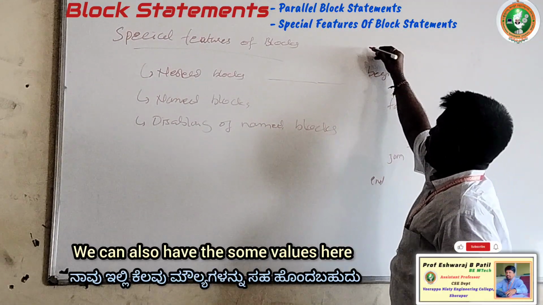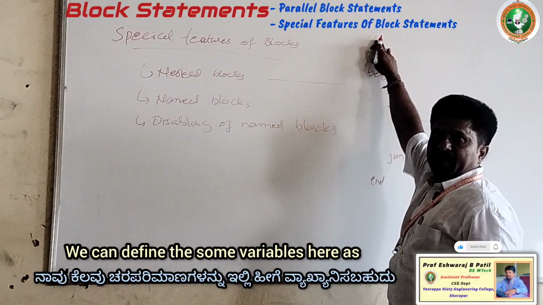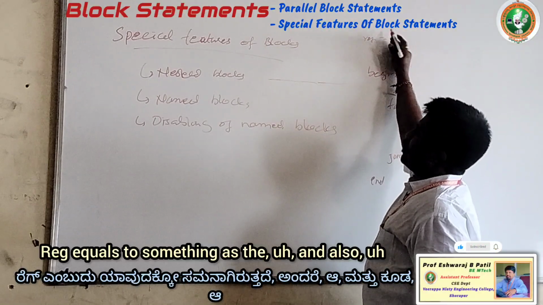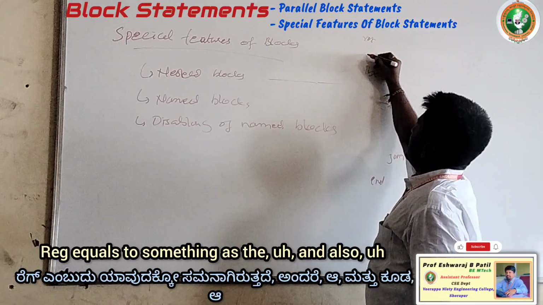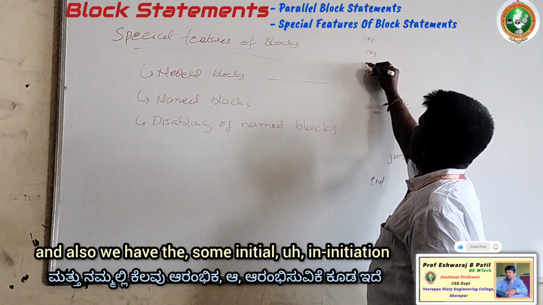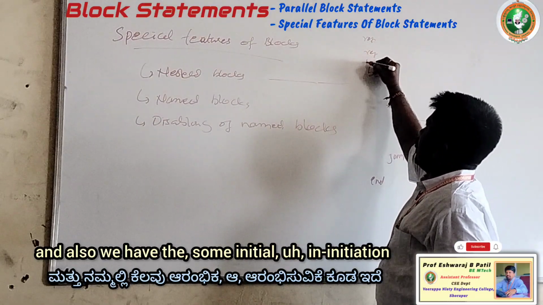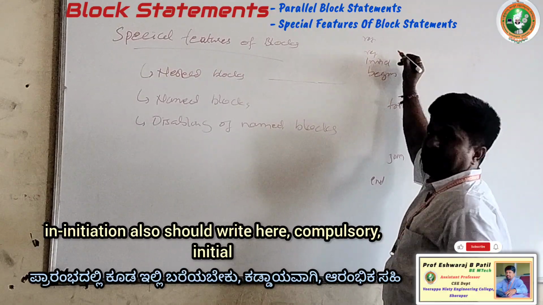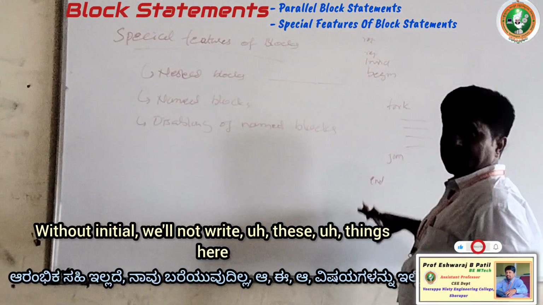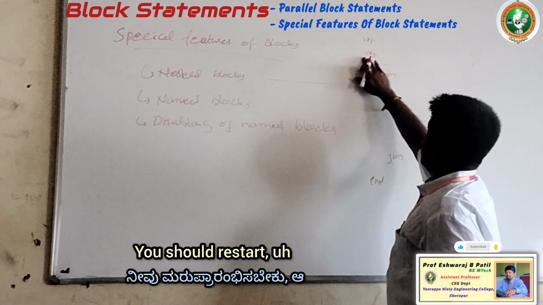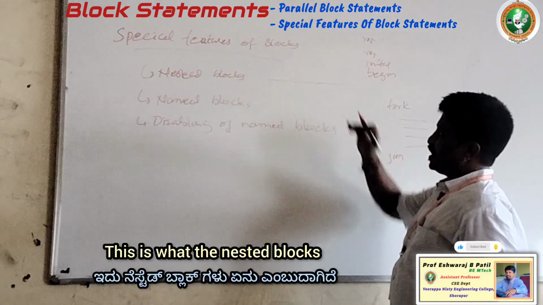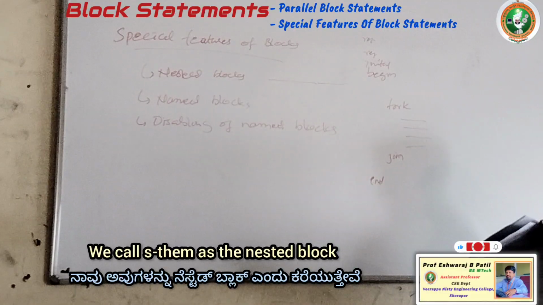We can also define some variables here, as reg equals to something, and reg equals to some values. We should compulsorily write initial here. Without initial, we will not write these things. You should start with initial also. This is what we call a nested block.